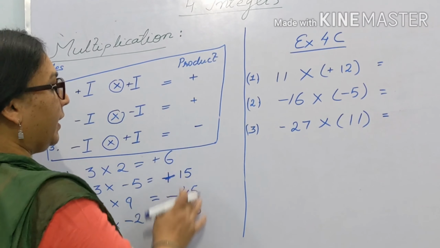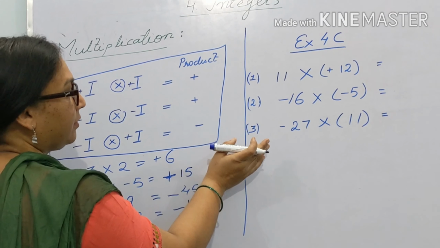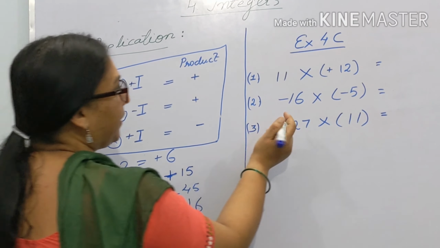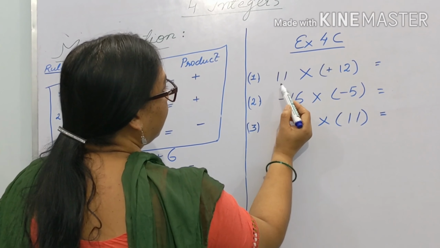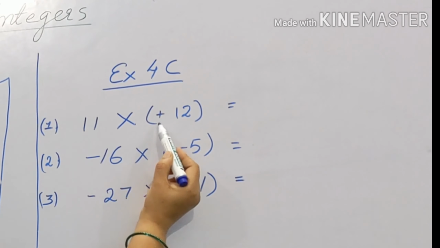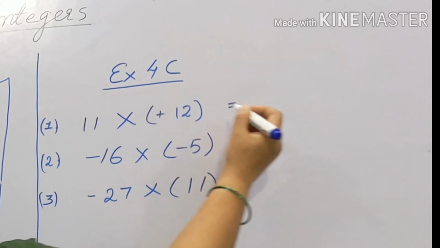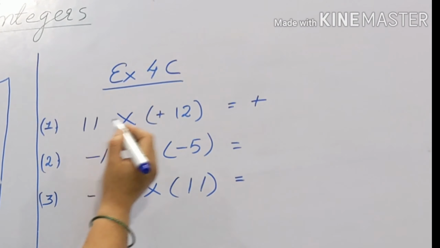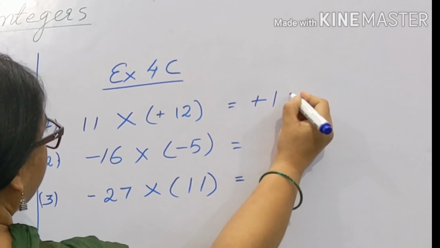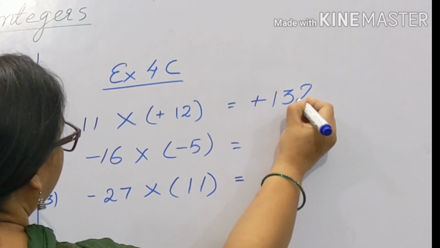To make it more clear, let me explain these three examples. First, check the integers. Positive into positive. Hence, the product is positive. 11 into 12 is 132.